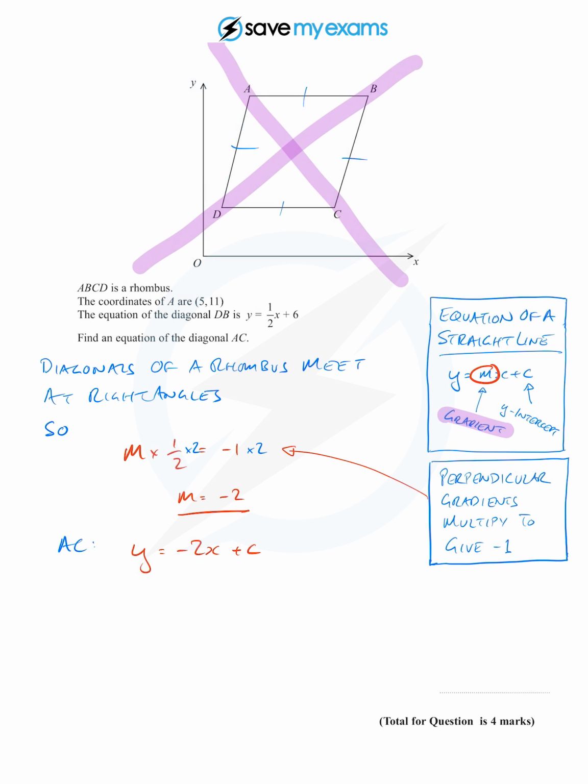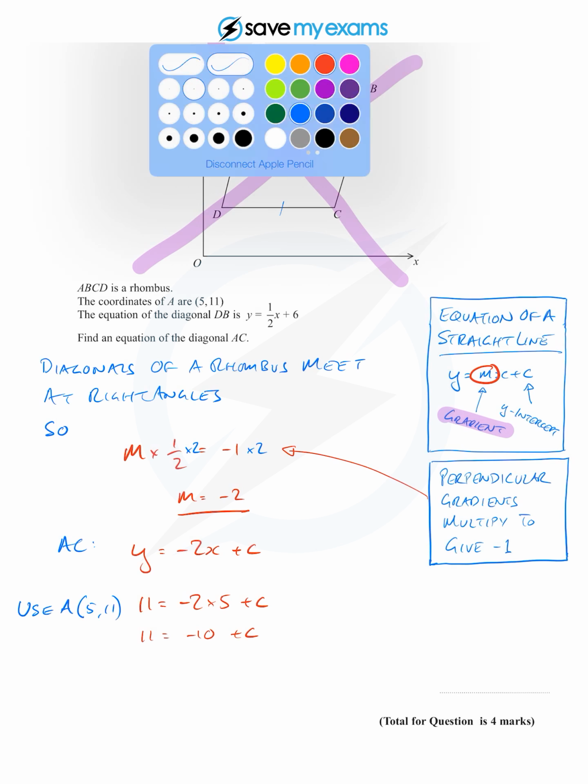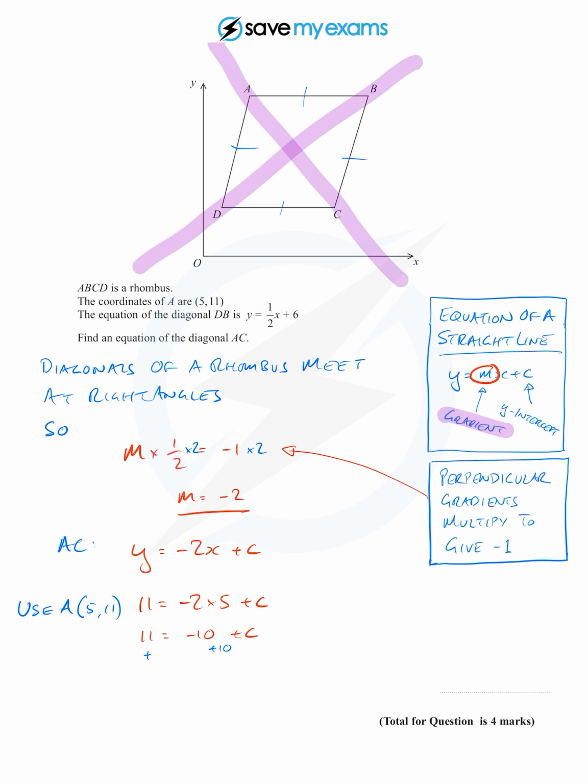I think I indicated earlier that the coordinates of A are going to help us do that. So we're going to use A, which is (5, 11). Here we go. 11 is equal to -2 times 5 plus c. -2 times 5 is -10. And so to find c, I simply add 10 to both sides. If I add 10 to 11, I get 21. And so the equation of the line AC is y equals -2x plus 21. And that would appear to be that.